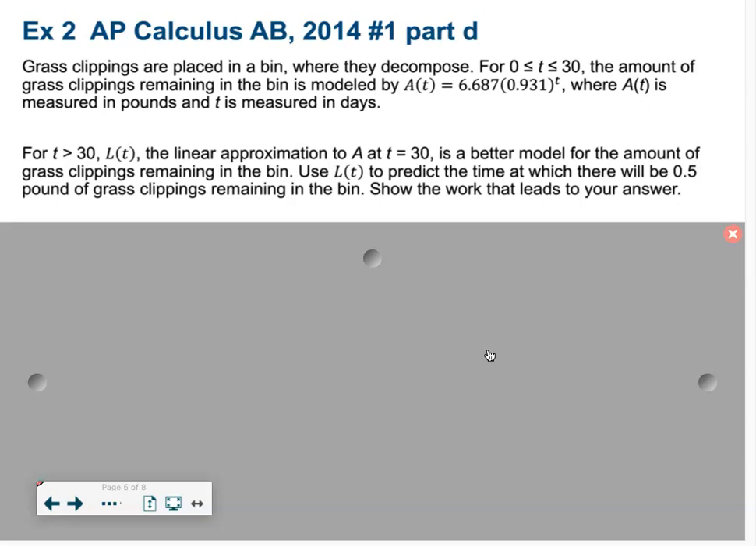So here's what I want you to do. So number 1, I want you to find L of t, which is the equation of your tangent line, right? Before you do that, I'm going to give you a little refresher because people tend to forget.